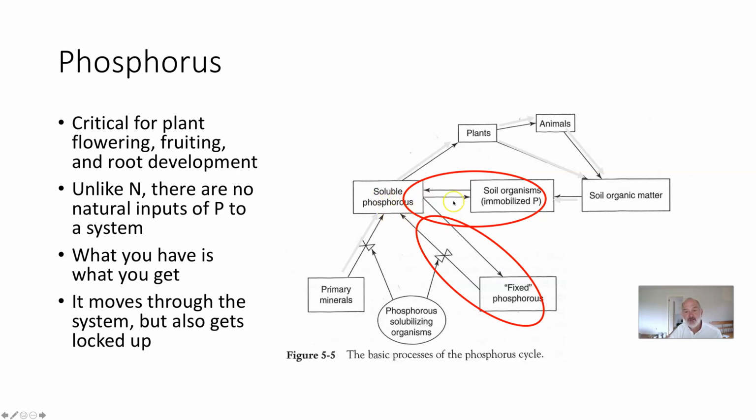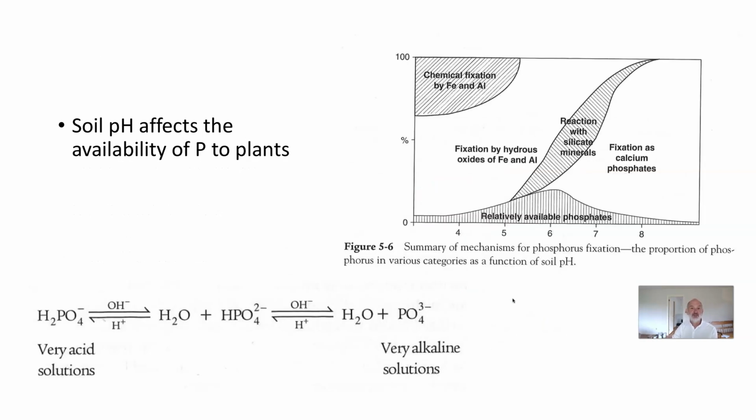With that soluble phosphorus, we get two balances back and forth here. The soluble phosphorus can get locked up by the organisms, or it can get fixed. This is chemically, not organically, fixed within the soil. So it gets locked up, glommed on into a form that's not soluble in the water itself. This is really important for phosphorus. And this process is really driven by pH, or the acidity of the soil.